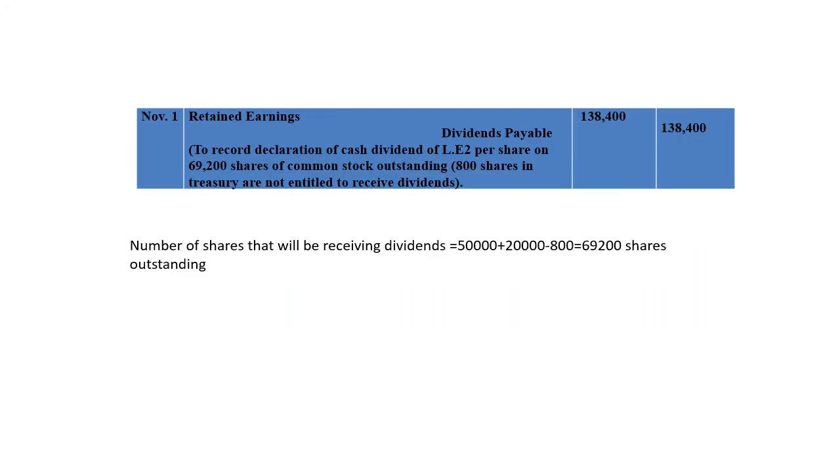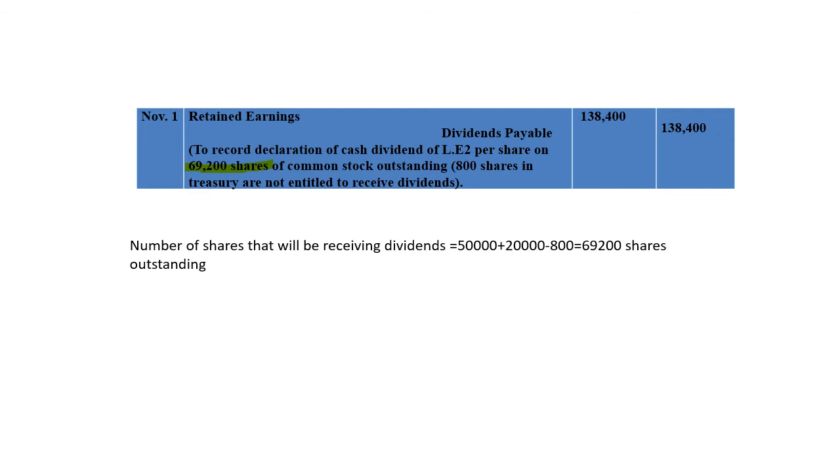How many? The board of directors declared a cash dividend of 2 LE per share. The problem here is how to calculate the number of shares outstanding, because the number of shares outstanding will be the number of shares getting the dividends. On declaration of cash dividends, retained earnings is debited.